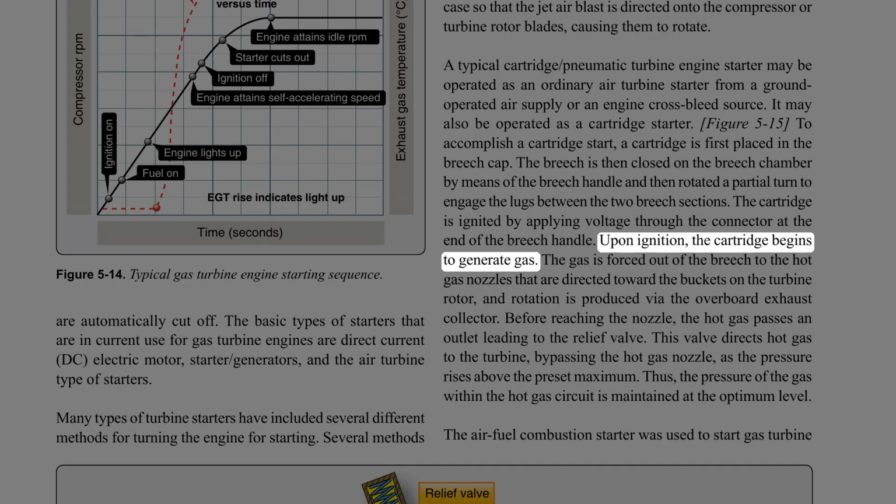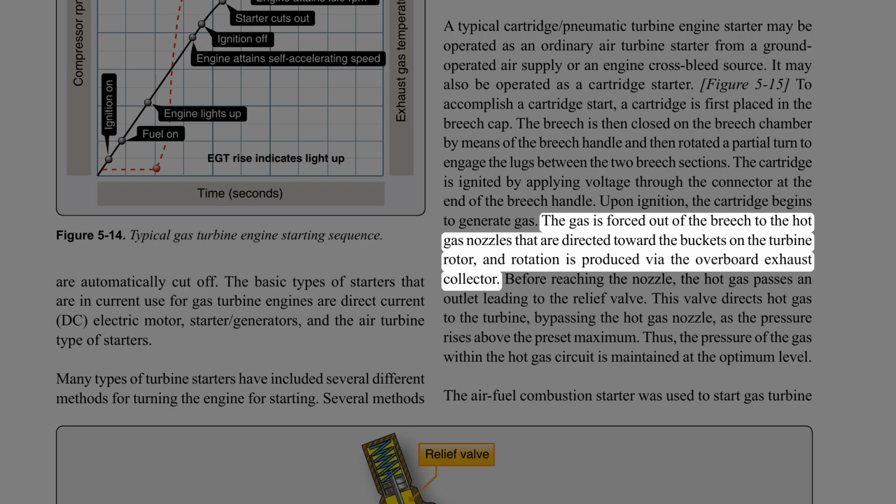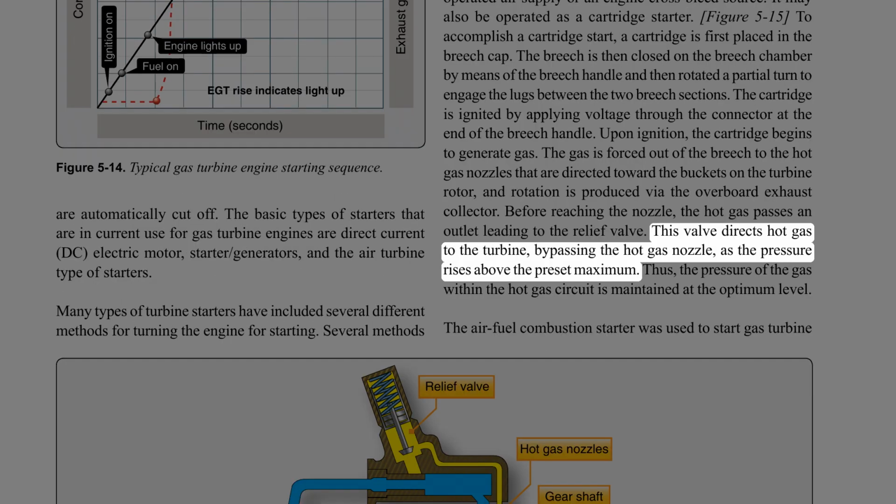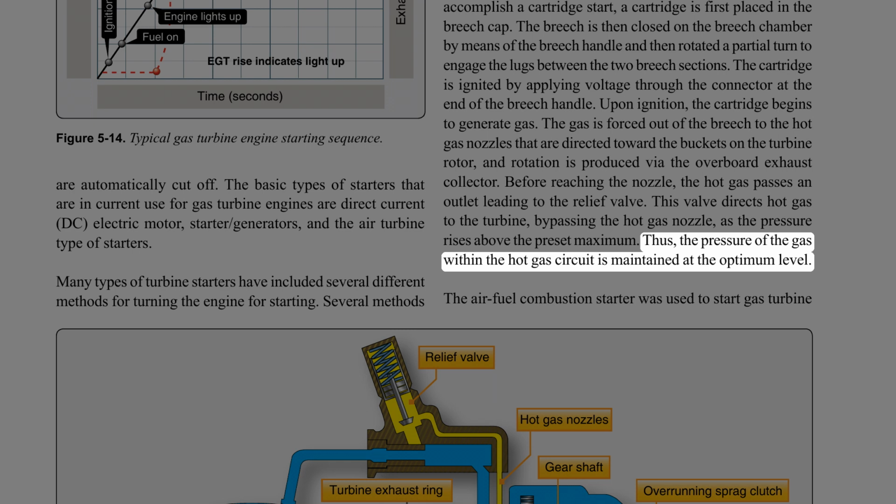Upon ignition, the cartridge begins to generate gas. The gas is forced out of the breech to the hot gas nozzles that are directed toward the buckets on the turbine rotor, and rotation is produced via the overboard exhaust collector. Before reaching the nozzle, the hot gas passes an outlet leading to the relief valve. This valve directs hot gas to the turbine, bypassing the hot gas nozzle, as the pressure rises above the preset maximum. Thus, the pressure of the gas within the hot gas circuit is maintained at the optimum level.